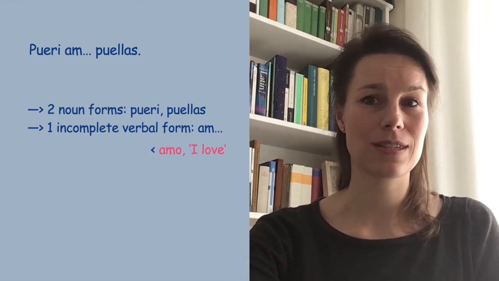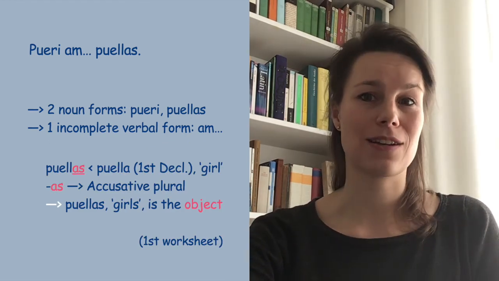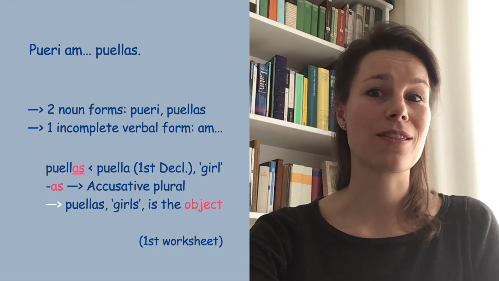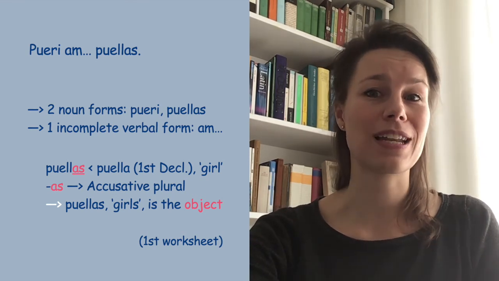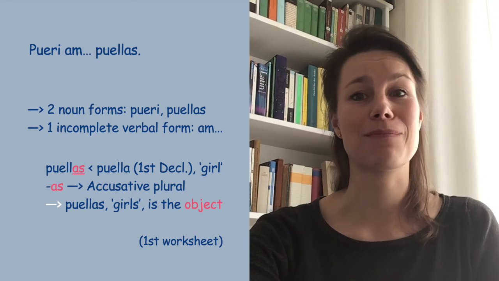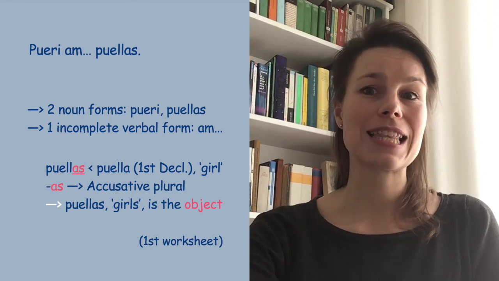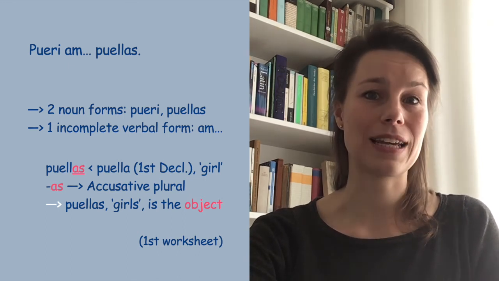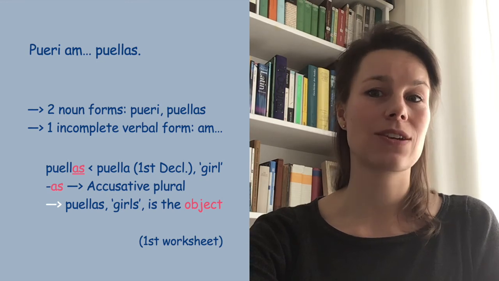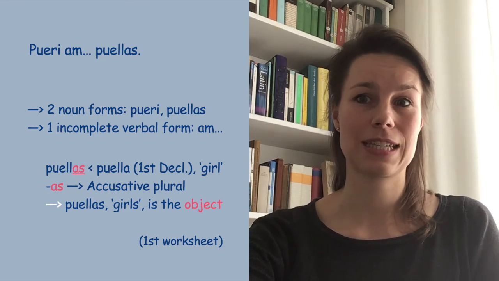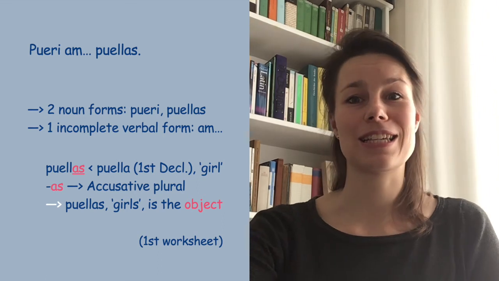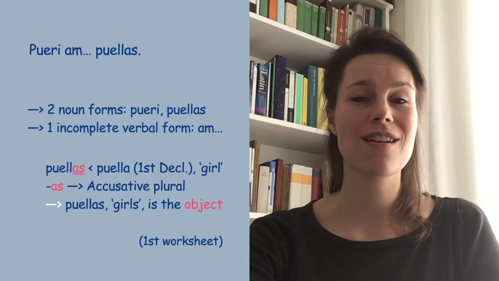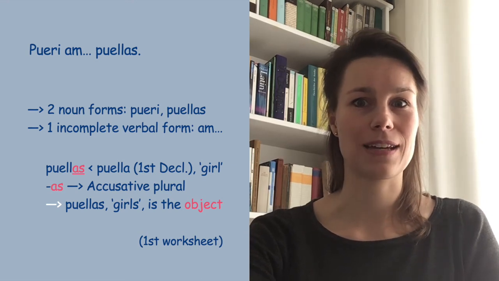Puellas should look relatively familiar. In our first lesson, we have had an encounter with first declension nouns, and puella was our paradigm word. Puella meaning girl, and we learned that the ending as marks the accusative plural. So puellas, the girls or girls, is going to be the object of our sentence. Since there's no cheating in these introductory Latin lessons, by all means have a look at your worksheet 1 now to check up on the forms of puella.